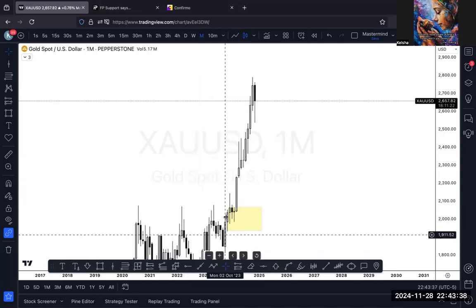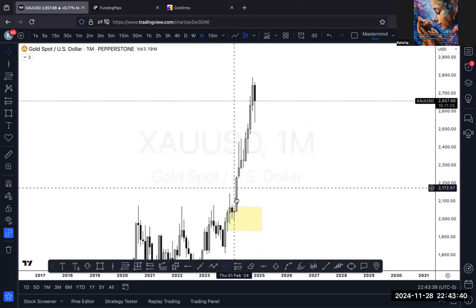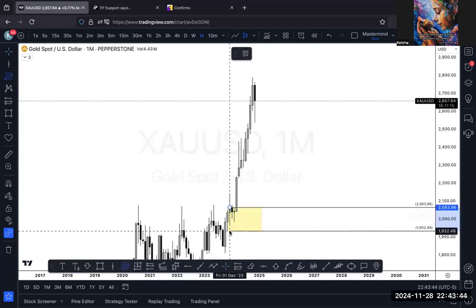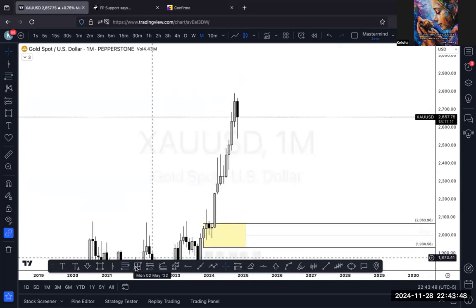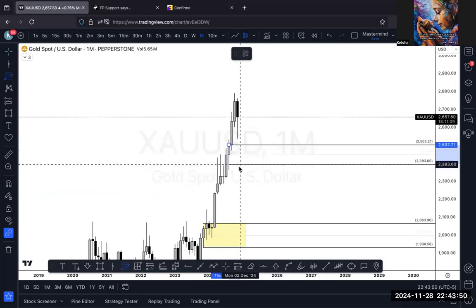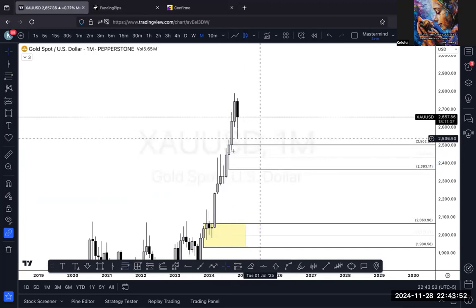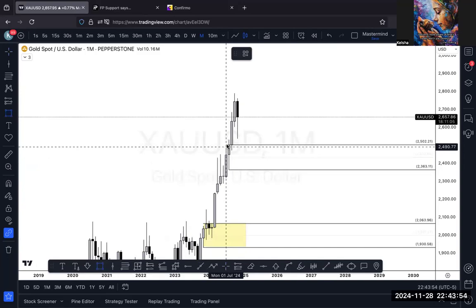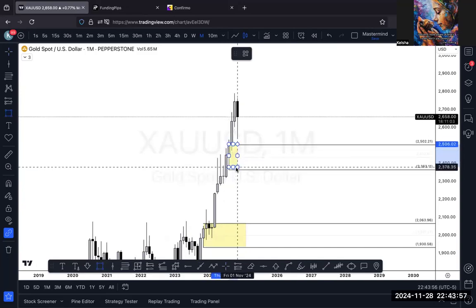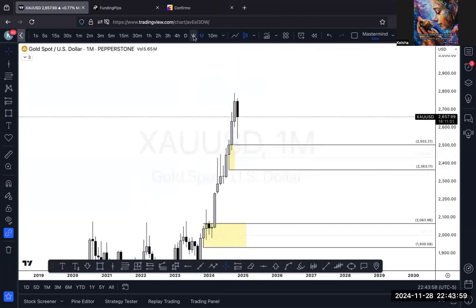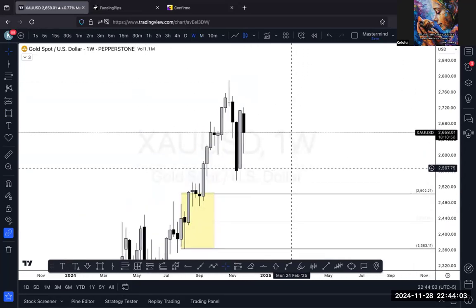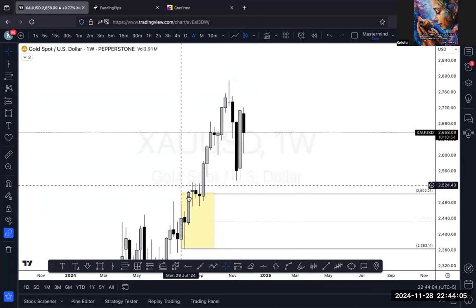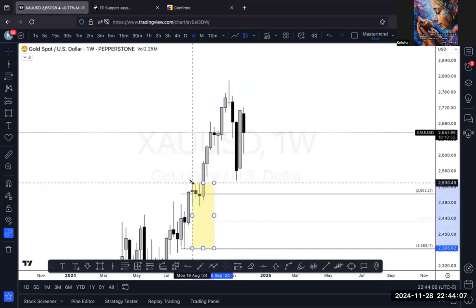So on gold, we had this rally base rally, rally base rally, rally base rally, right? So this would be monthly demand. This would also be monthly demand because this is a base candle. So that's our monthly zones. Weekly, this would be considered our weekly zone.